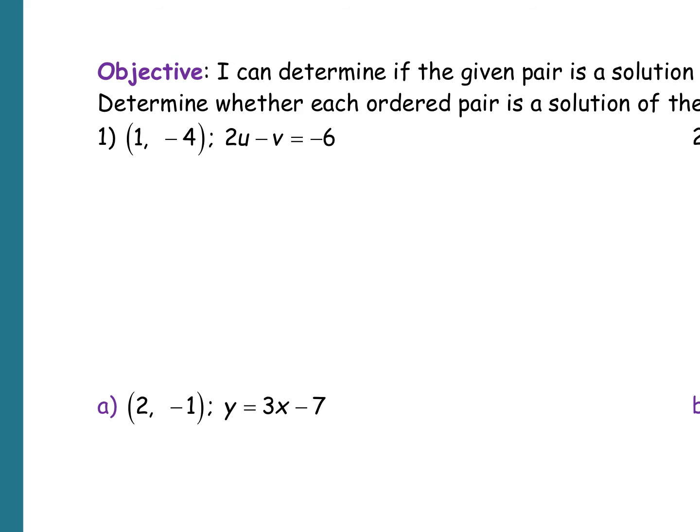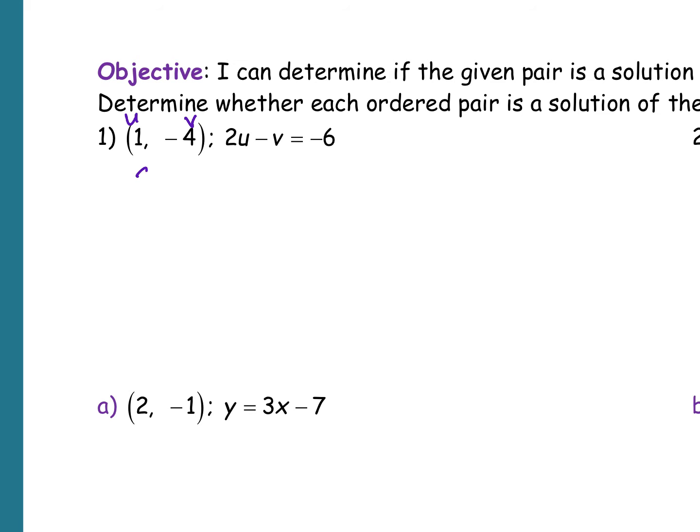Okay? So since I have u and v, right? When I do my little alphabet song, U comes before V, right? So U would be my first one in my parentheses in my ordered pair, and V would be my second one. Does that make sense? So in this case, this is U, and this one is V. So now I'm just going to plug it in and see if it's a solution or not.